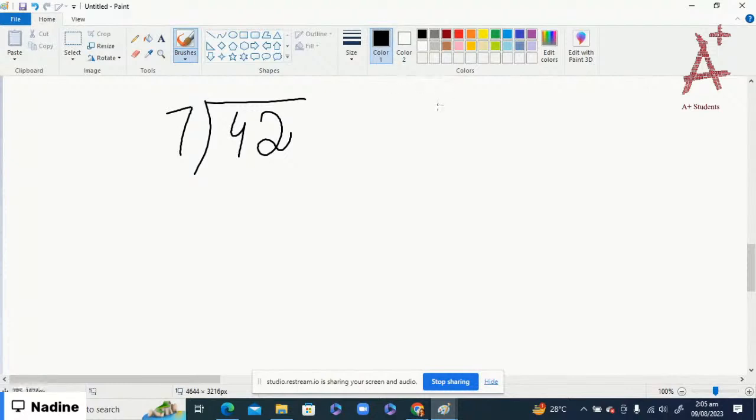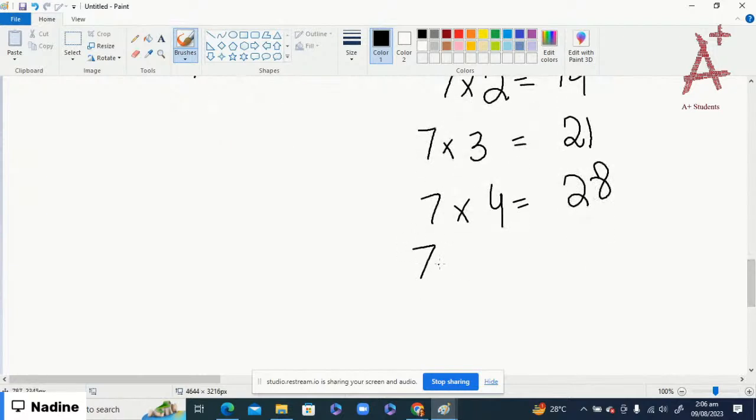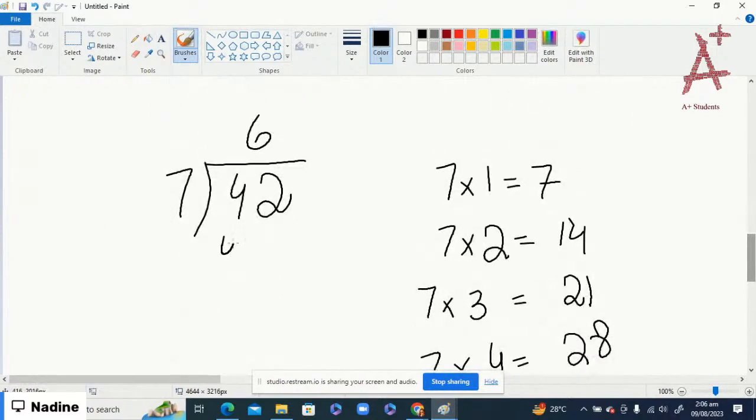Let's write the table of 7 here. 7 times 1 is 7. 7 times 2 is 14. Then 7 times 3 is 21. 7 times 4 is 28. 7 times 5 is 35. And 7 times 6 is 42. So here we get the answer. 7 times 6 is 42. Now subtract it. 42 minus 42, here is 0. So this 6 is your answer.